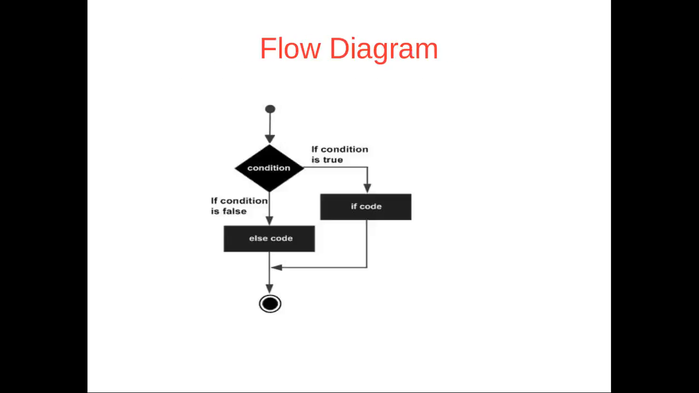If I look at the flow diagram of the if and else statement, first our control flow comes into the condition and checks the if condition. If it is true, then it will execute the if code and just end the code. If our condition is false, then it comes into the else code.